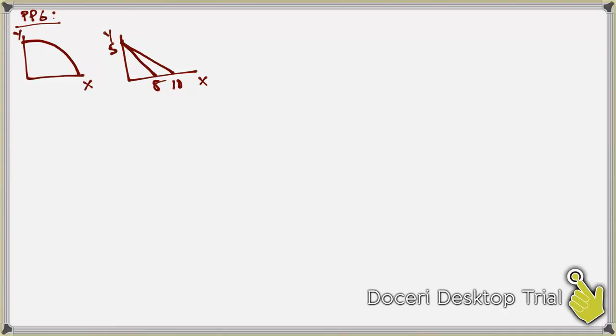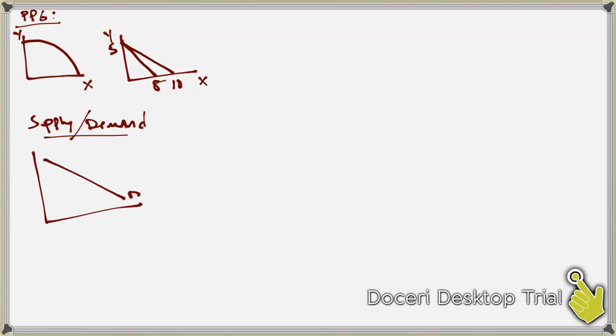Supply and demand. Highly unlikely that you have to draw this on a FRQ. But just remember, demand of the land, supply of the sky. This is quantity, this is price.